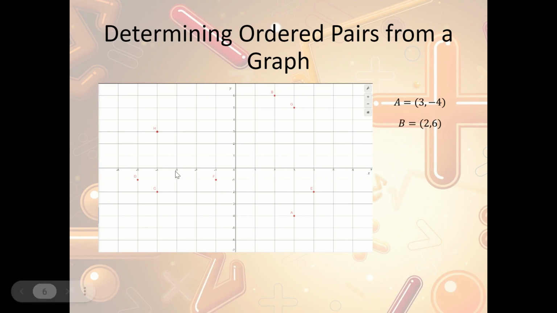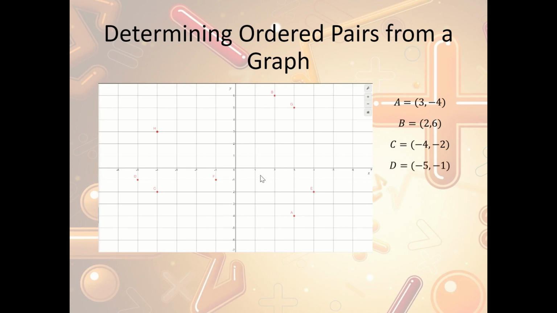Then I find C. C is here. So that's -1, 2, 3, 4. And my y is -1, 2. So C is -4, -2. Then I do D. D is right here. So that's -1, 2, 3, 4, 5. And -1. So -5, -1.